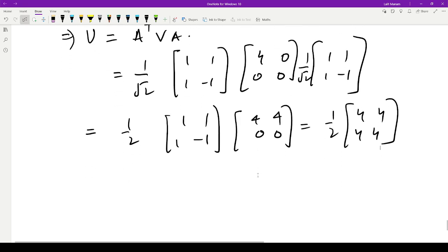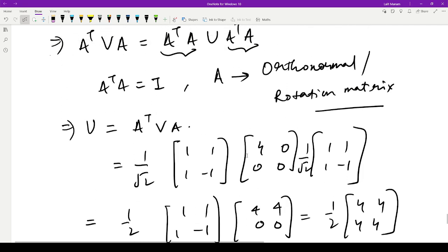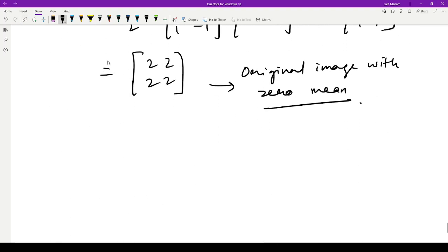Yeah. So your original image is this. Note that this is the original image, but with the mean shifted. It is not exactly the original. It is the original image with shifted mean, zero mean. I will not say zero mean, because we are not given the mean, so we cannot exactly recover the original image. That's all we can recover. Okay. Any doubts?